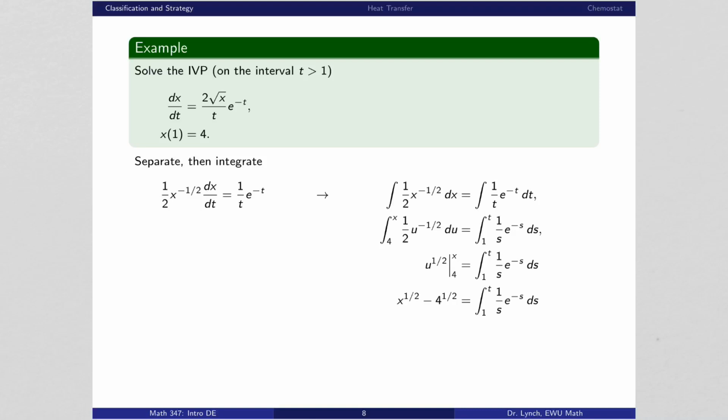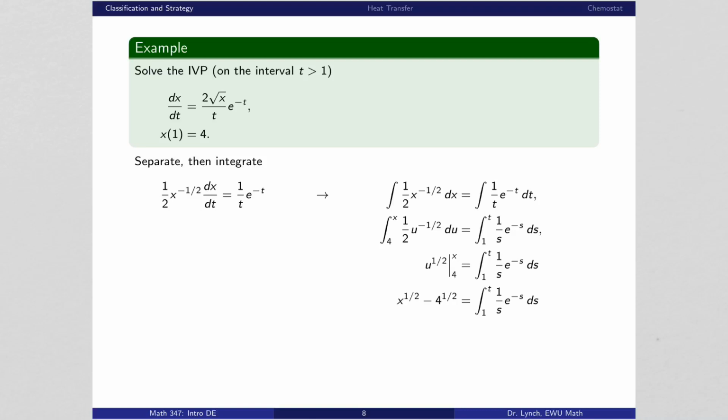The right-hand side, it turns out, is an integrand for which there's no elementary antiderivative, sort of similar to that e to the minus s squared that we saw the other day. So it ends up that we'll just leave that alone and leave it as a definite integral of 1 over s e to the minus s ds from 1 to t.